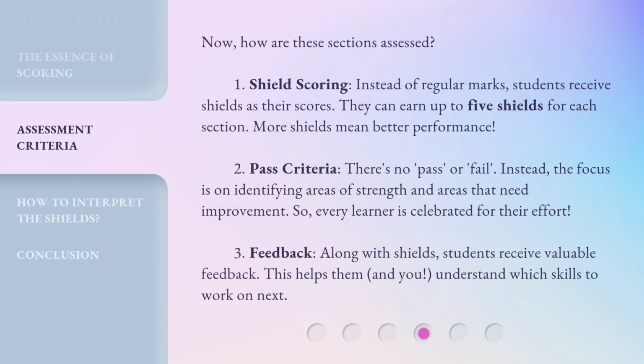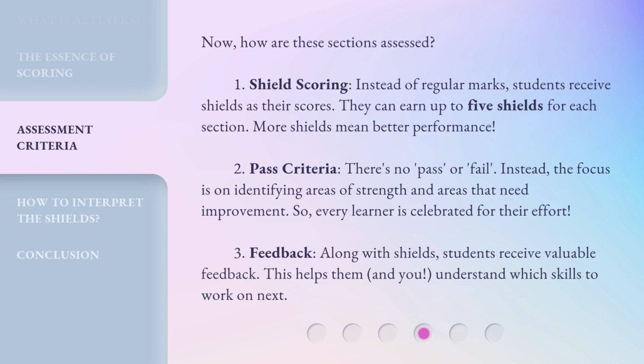Now, how are these sections assessed? 1. Shield scoring. Instead of regular marks, students receive shields as their scores. They can earn up to 5 shields for each section. More shields mean better performance.